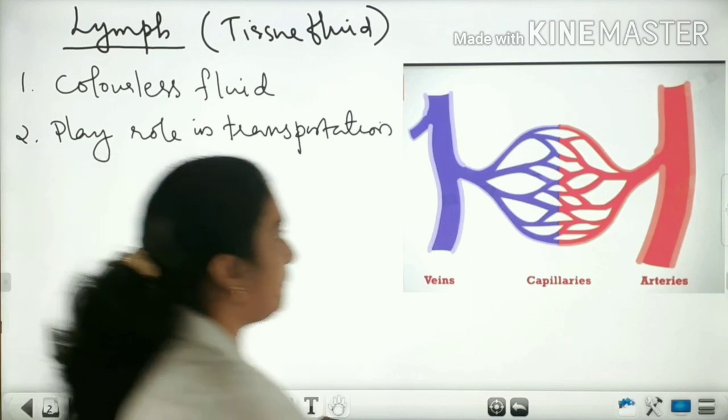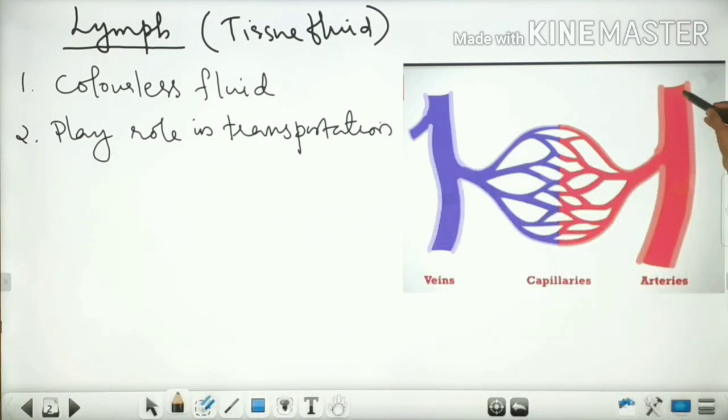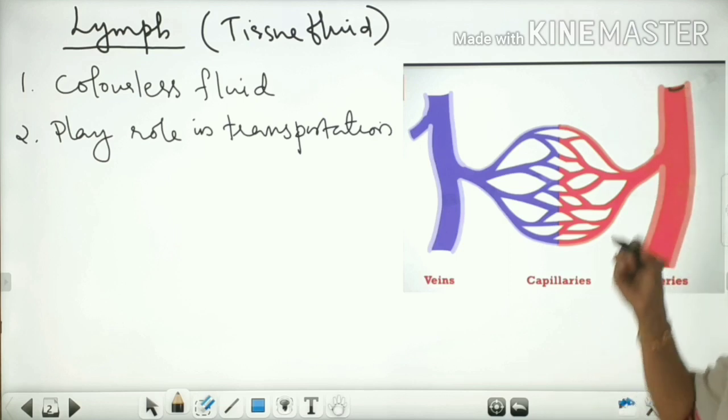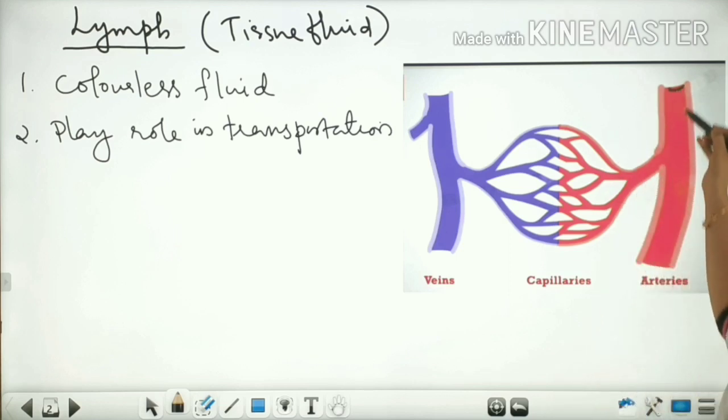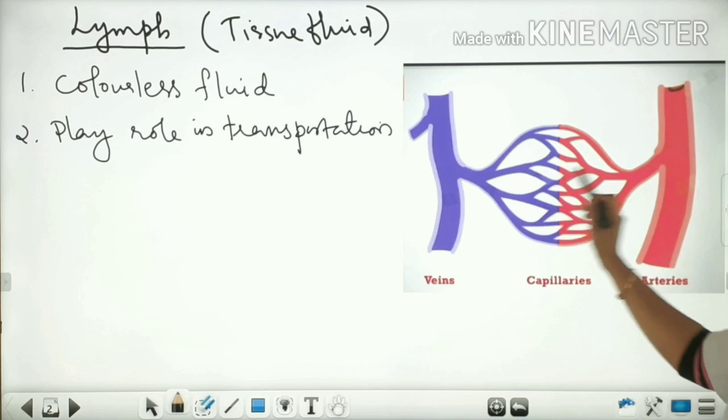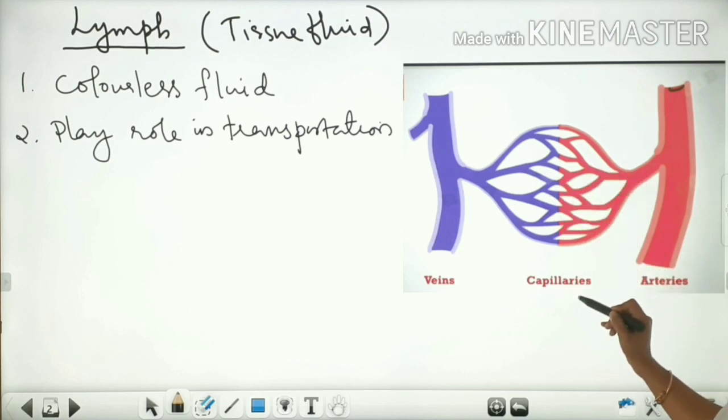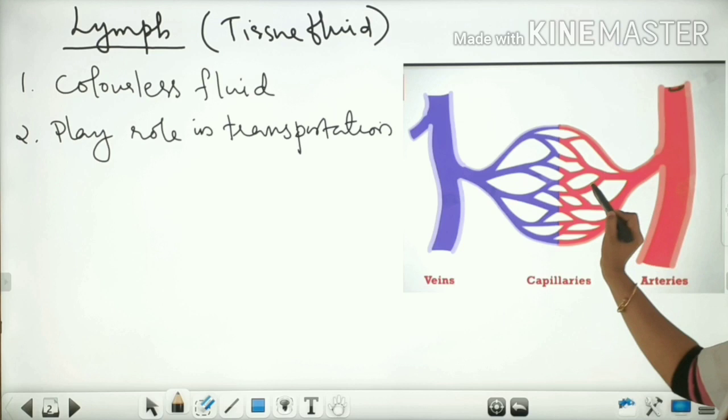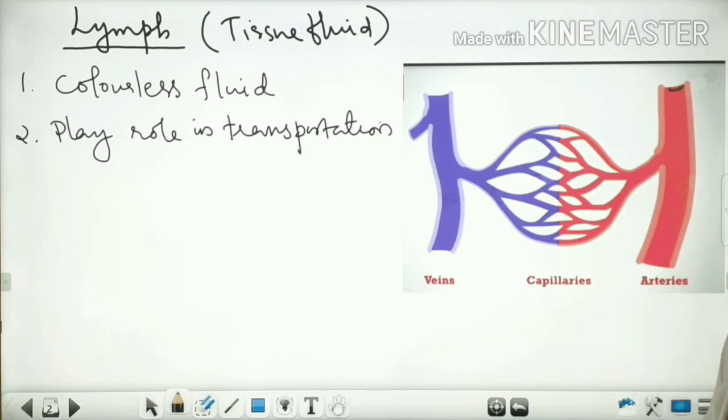Now we can see the artery. So this area is the lumen. I taught you about lumen. Lumen is the cavity of the blood vessel. So this is the artery, this is the vein, and this network of artery and vein is called the capillaries. So the blood comes through this wider lumen of the artery, then gets into the narrow lumen of this capillary.